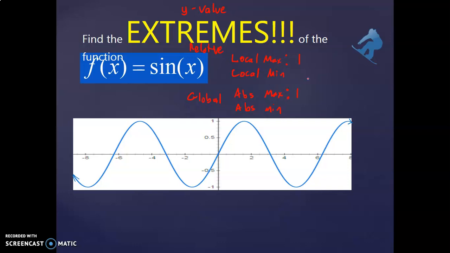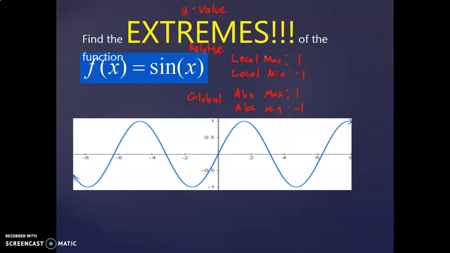Now, if we don't have any endpoints, the absolute max is going to be the same as the local max. Even if I put endpoints on this one, as long as I went through a full cycle, it'd be the same. The only way the absolute max or min would be different is if I cut off the cycle and just said, what's the absolute max and min between here? Then it would be one of the endpoints. So my local min would be at -1. So this is just looking at a graph. We'll do a problem algebraically in a little bit.